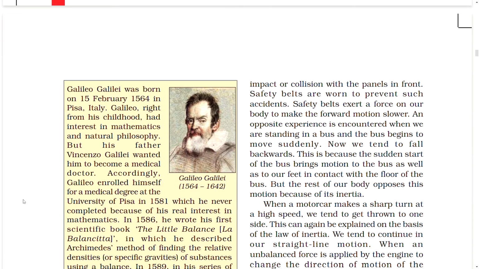Impact or collision with the panels in front, safety belts are worn to prevent such accidents. Safety belts exert a force on our body to make the forward motion slower. An opposite experience is encountered when we are standing in a bus and the bus begins to move suddenly. Now we tend to fall backwards. This is because the sudden start of the bus brings motion to the bus as well as to our feet in contact with the floor of the bus. But the rest of our body opposes this motion because of its inertia.